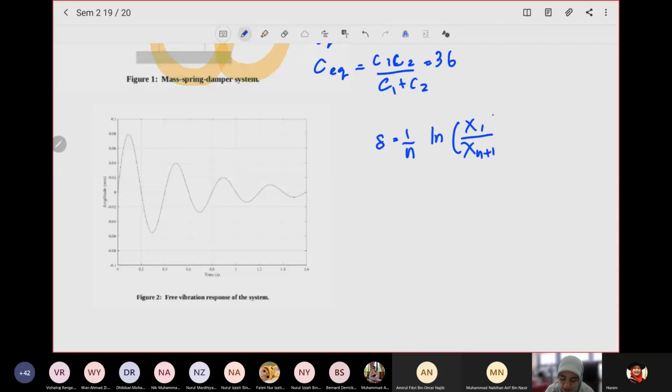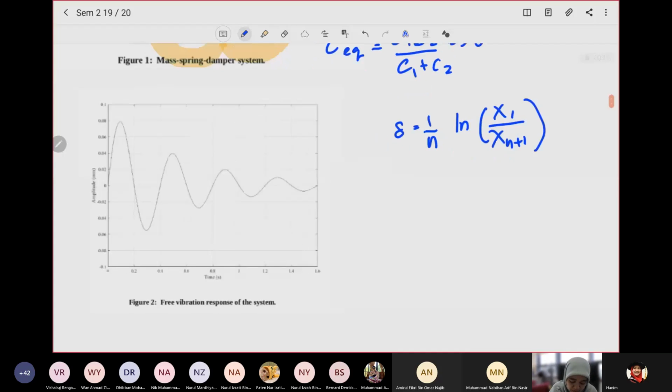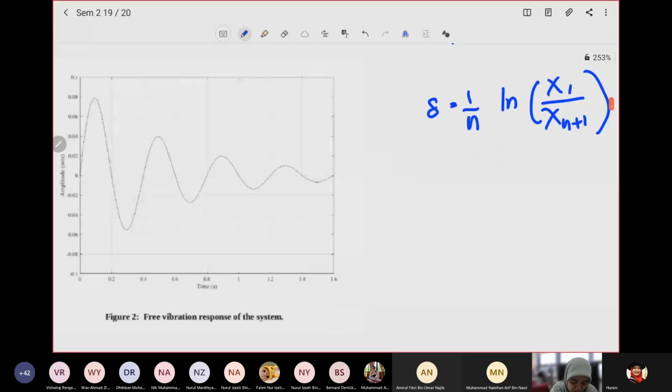Remember n is the number of cycles. How many cycles do you see here? Maybe I blow it up a little bit. This is your point here. You can see how many peaks here. If I label, maybe this is x1, x2, x3, x4.